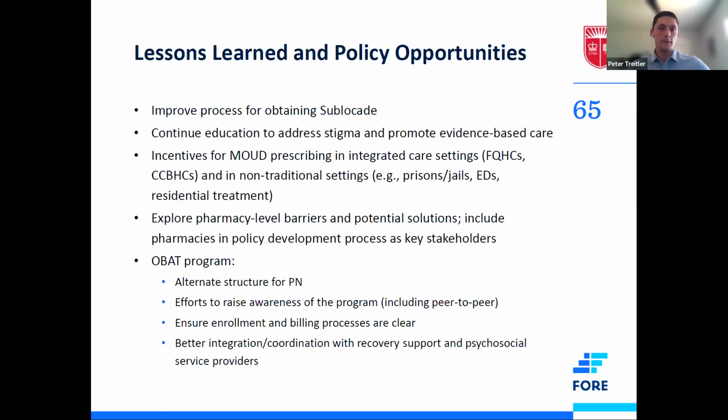And then specifically for the OBAT program, some potential structural changes there, or for other states that might be looking to implement a similar benefit. Maybe considering an alternate structure for patient navigation. For example, one respondent we spoke to suggested having the state handle the patient navigation so that the providers wouldn't have to hire their own. Also efforts to raise awareness for the program, ensuring the enrollment and billing processes are clear, and finally, better integrating coordination with recovery support and psychosocial service providers.